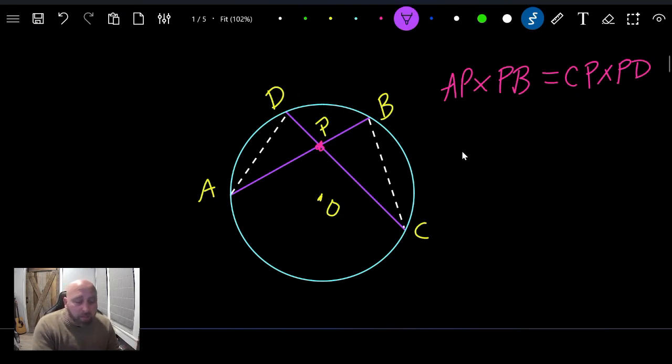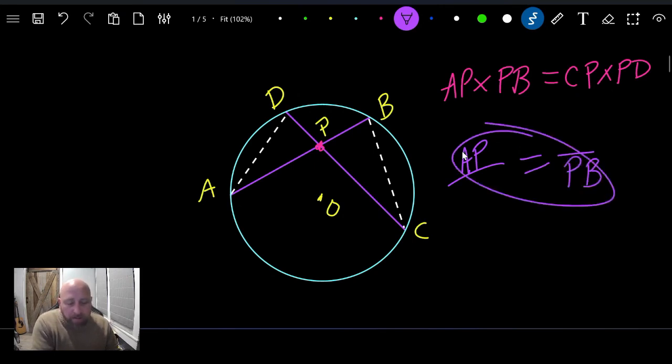You could also write it as a proportion. How does that look as a proportion? Well, the way that it looks as a proportion would be something like AP over, now you've got to be careful because notice that these are being multiplied by each other. So that means that they are across from each other. So equals, and then we have to put PB down here, okay? Because those are being multiplied together. That's how proportions work. And then CP and PD.